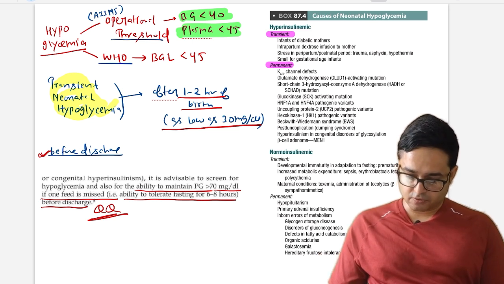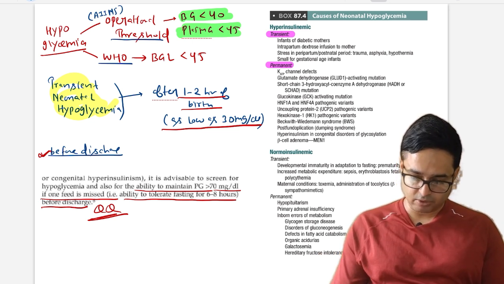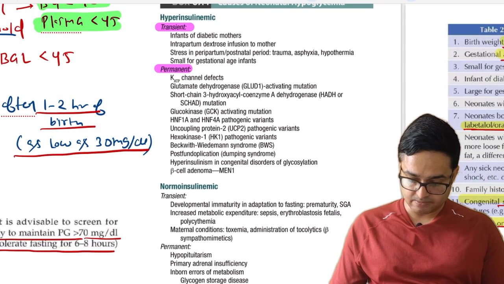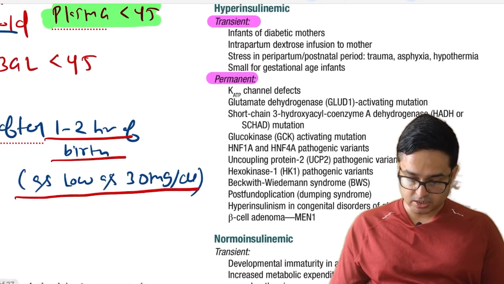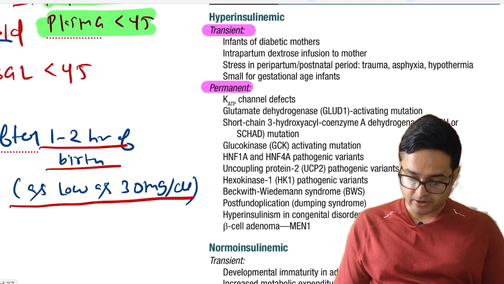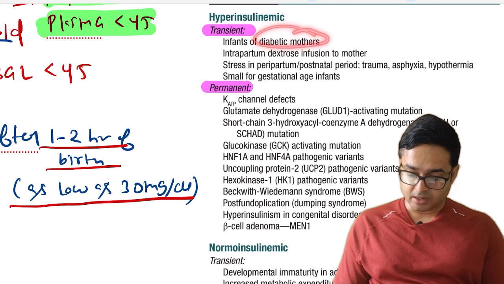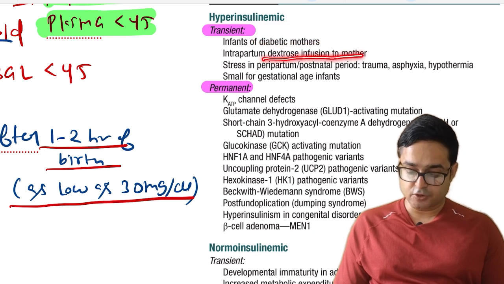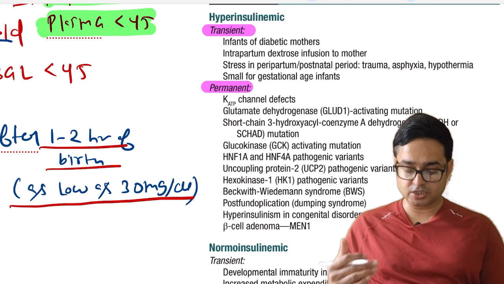What are the causes of neonatal hypoglycemia? This is again very important. Some are transient causes, okay, we'll discuss them. Some are transient causes, like infant of diabetic mother, intrapartum dextrose infusion to mother, stress and SGA. So these are transient causes.